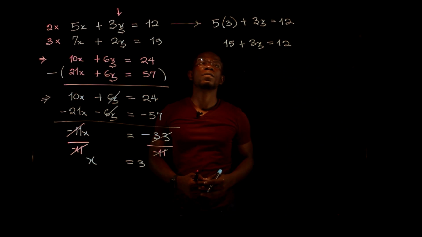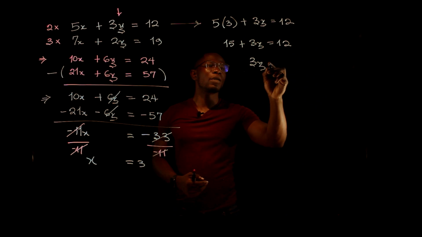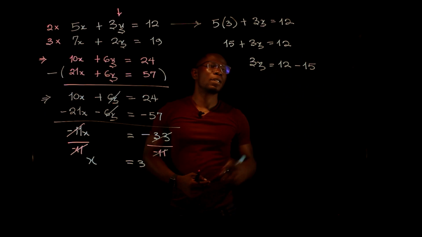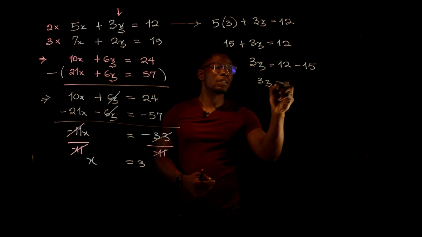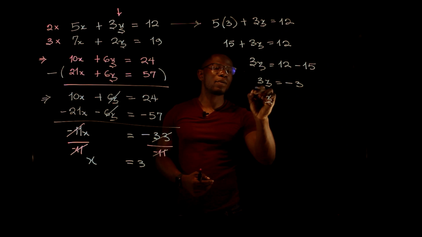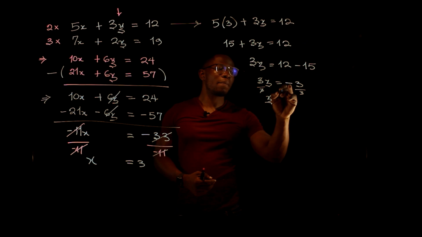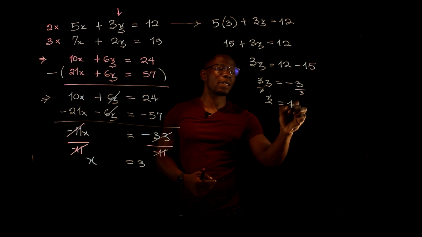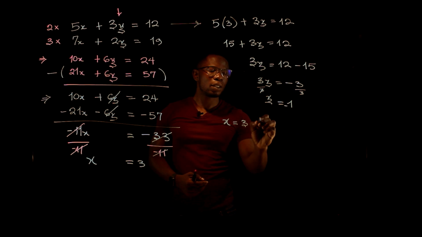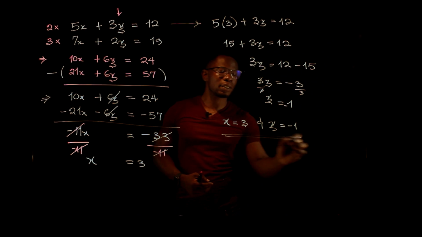equals 12. So 3y, if we send 15 over to this side, it's going to be equal to 12 minus 15. So 3y is equal to 12 minus 15, which is equal to minus 3. And if we divide both sides by 3, so 3 cancels out 3 here, and we're left with y. And minus 3 divided by 3 equals minus 1. So for this set of equations, x is equal to 3, and y is equal to minus 1. And that is the answer.